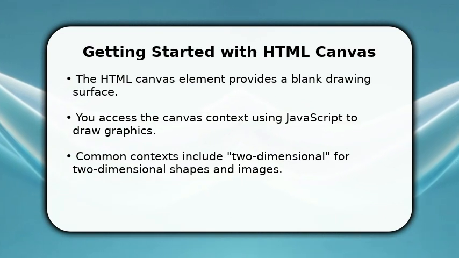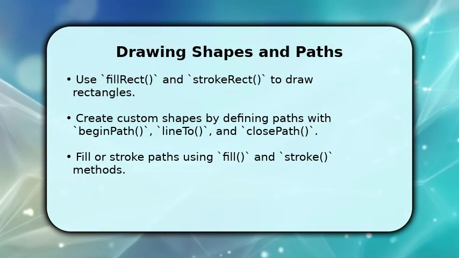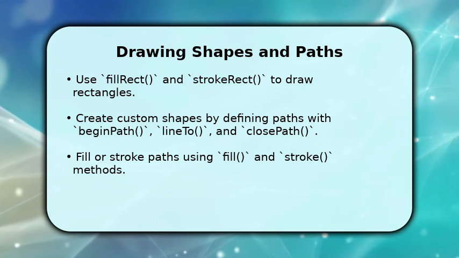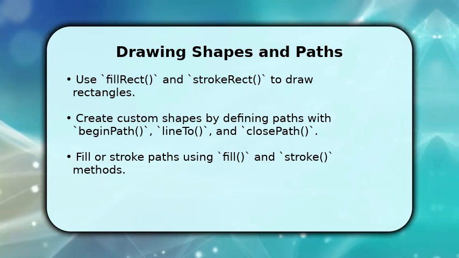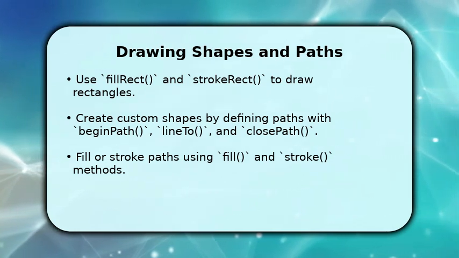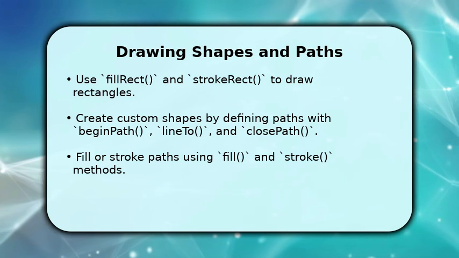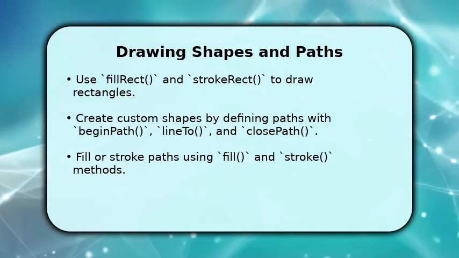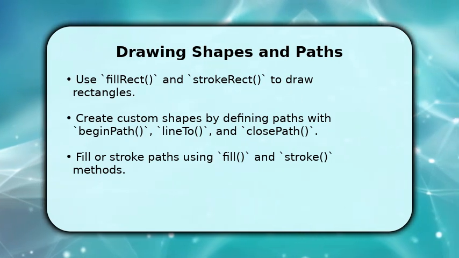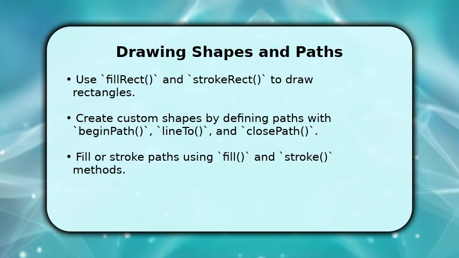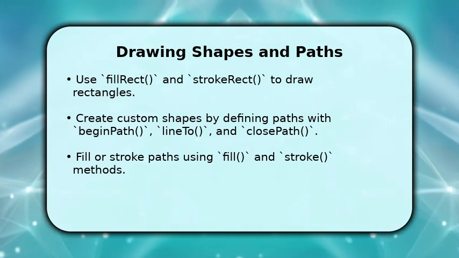possibilities for your projects. Once you have your canvas context, drawing basic shapes is straightforward. You can easily create rectangles using methods like fillRect to draw a solid rectangle or strokeRect for an outline. For more complex designs, you define custom paths by starting a new path, moving to a point, and drawing lines or arcs. Remember to close your path and then either fill it with color or stroke its outline to make your shape visible on the canvas.